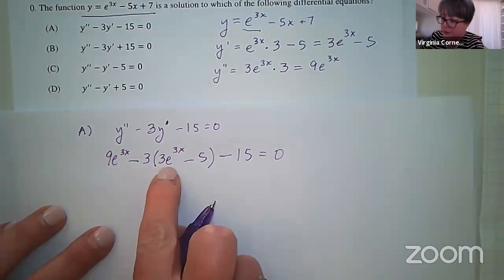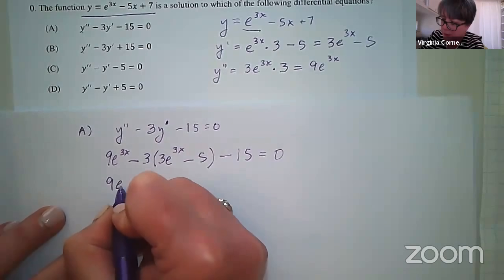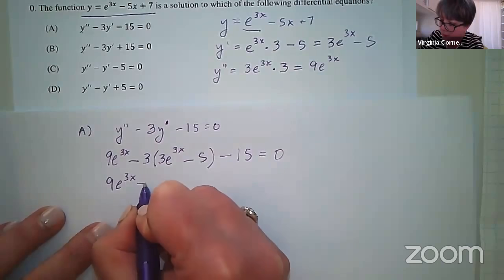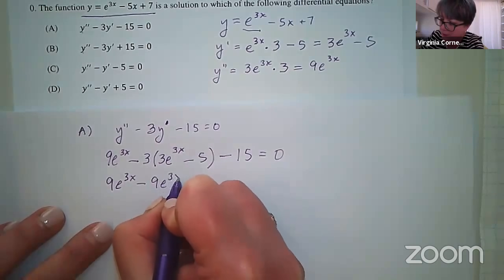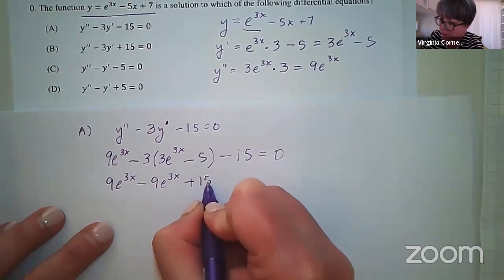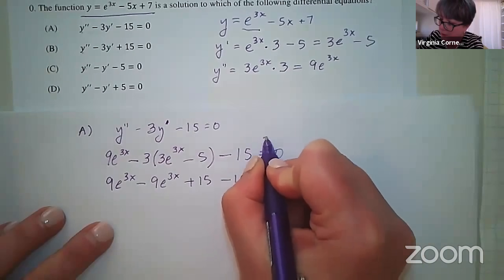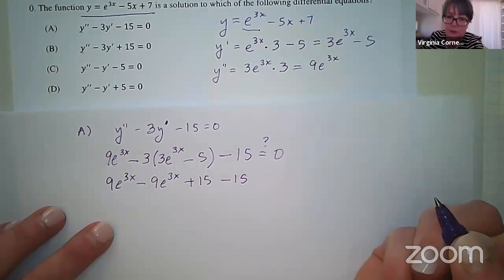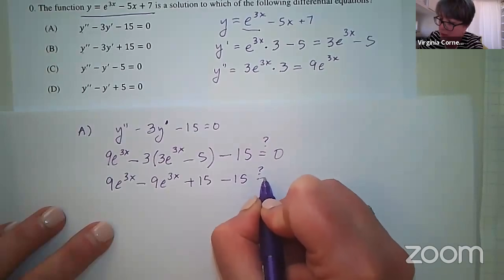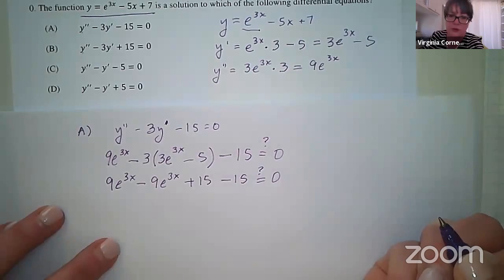Distribute this negative 3 to both of these terms. I'm going to bring down my 9e to the 3x, then minus 9e to the 3x, and then plus 15 minus 15. Does this equal 0? That's what we're checking. We're checking, does it equal 0? I'm putting that little question mark.